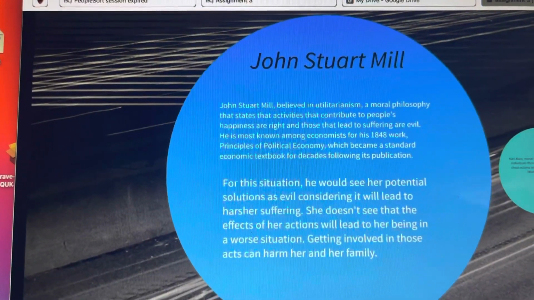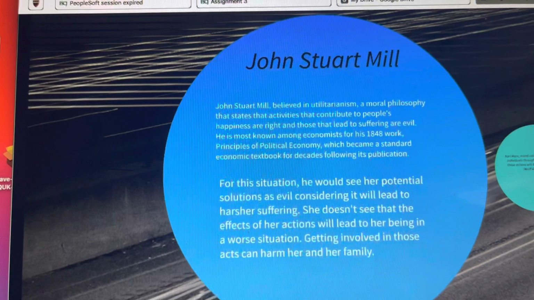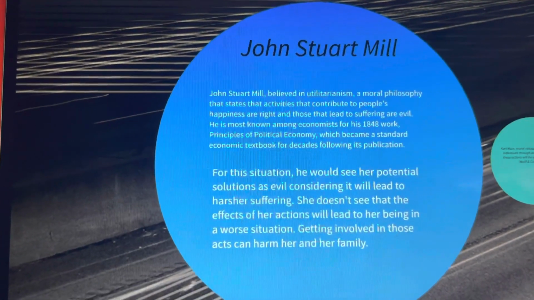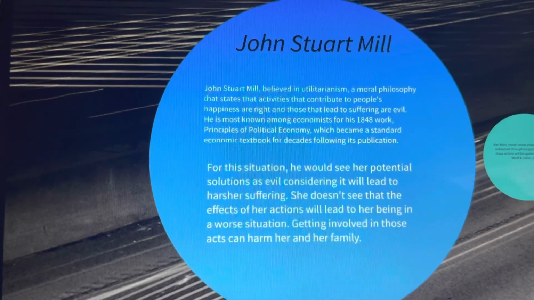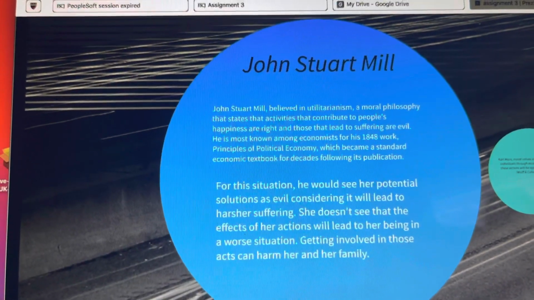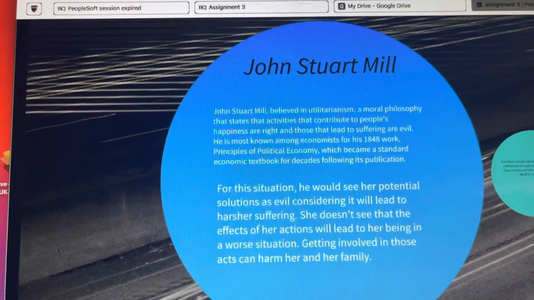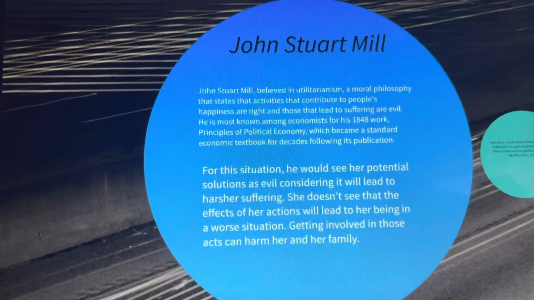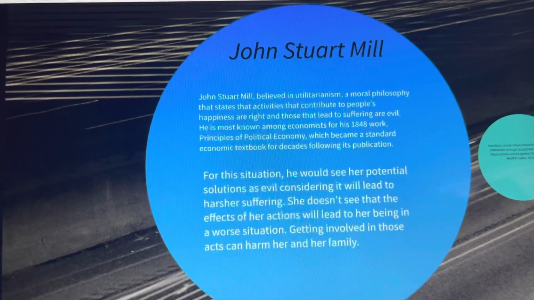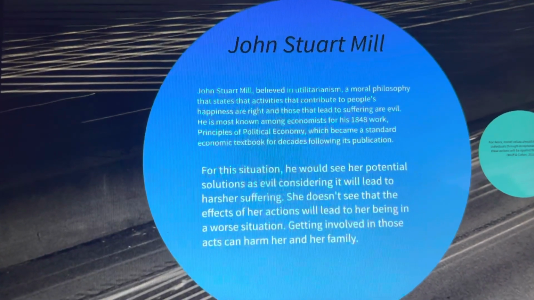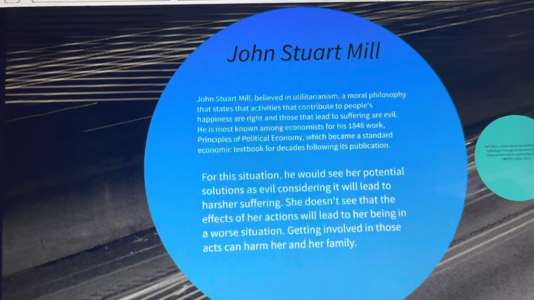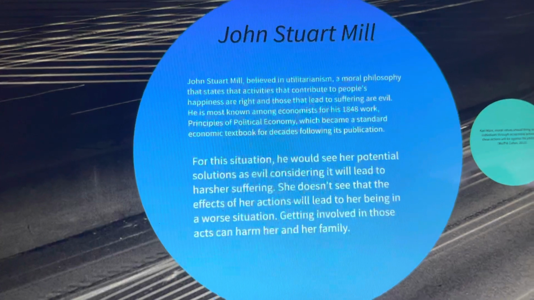Here we're going to talk about John Stuart Mill. So John Stuart Mill, who is a utilitarian and a moral philosopher, he states that activities that contribute to people's happiness are right, and those that lead to suffering are evil. He is most known among economists for his 1848 work, Principles of Political Economy, which became a standard economic textbook for decades following its publication.